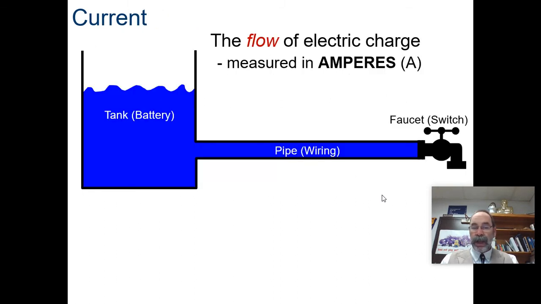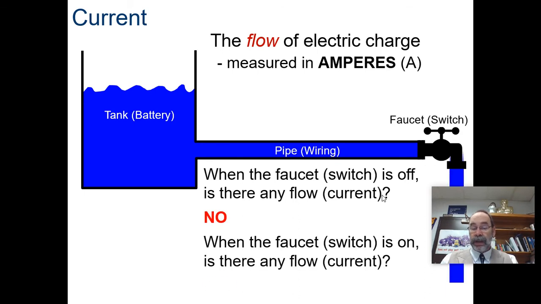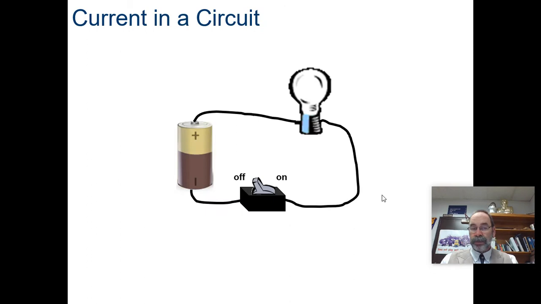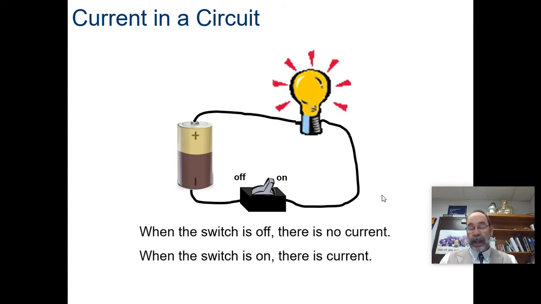So what's current? It's the flow of an electron charge. If the faucet is off, is there any current? Nope, there's no flow. Now, if you turn it on, is there flow? Yes, there is. So current deals with the flow, measured in amperes. If we look at this right here, we've got our switch, we've got our battery, we've got a light. Switch off, there's no current, there's no light, but switch it on and the light bulb comes on.